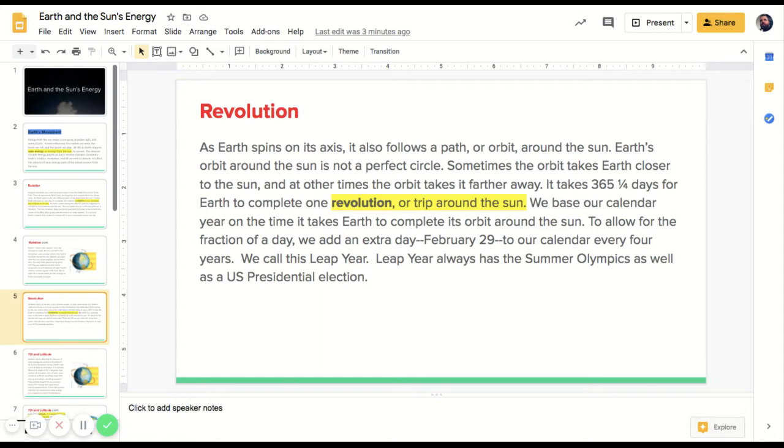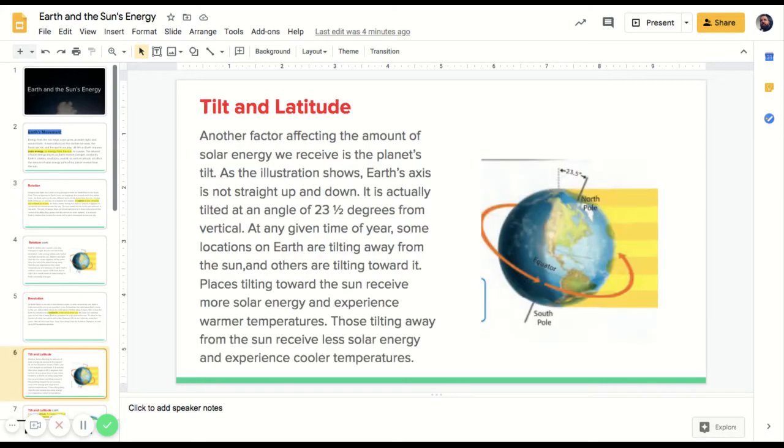To allow for the fraction of a day, we add an extra day, February 29th, to our calendar every 4 years. We call this leap year. Leap year always has the Summer Olympics as well as a U.S. presidential election.